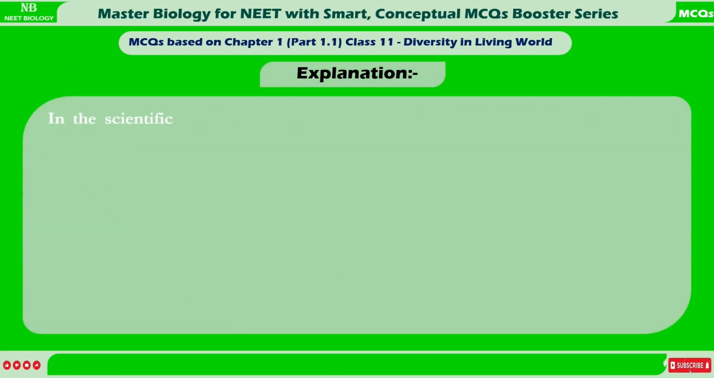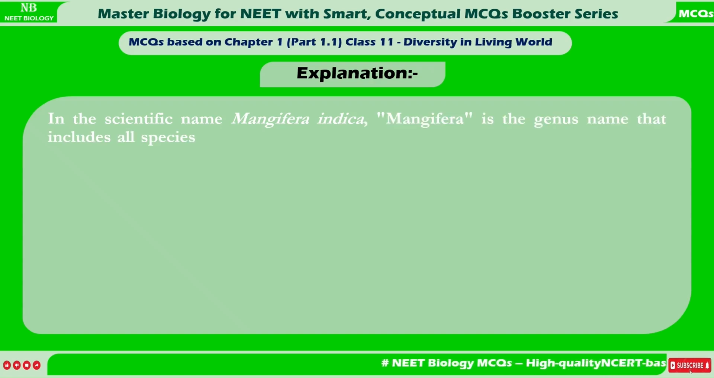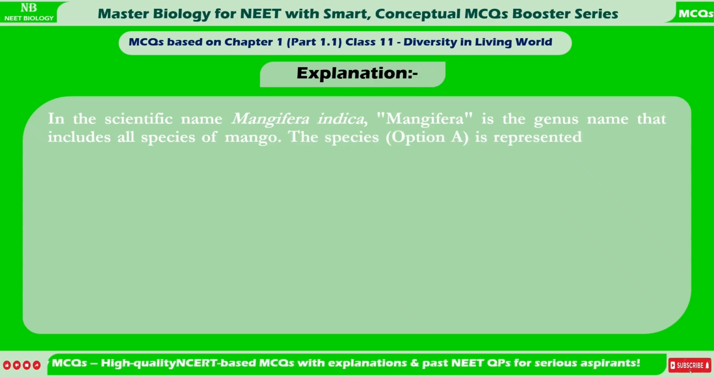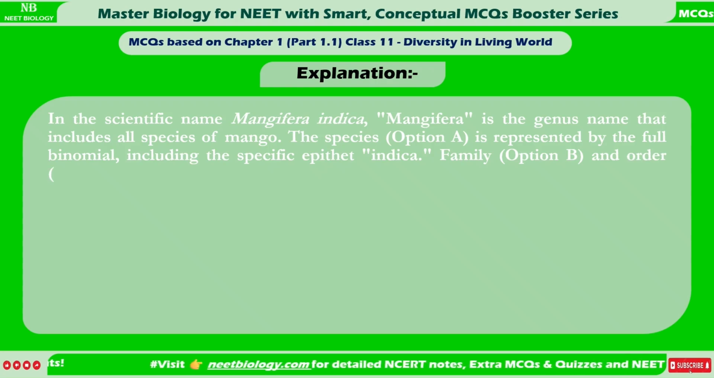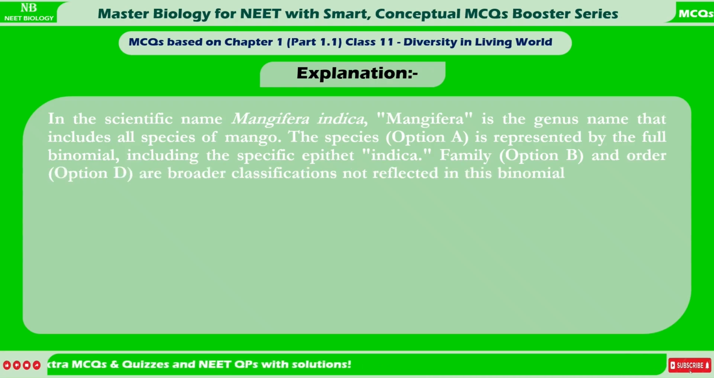Explanation. In the scientific name Mangifera indica, Mangifera is the genus name that includes all species of mango. The species, option A, is represented by the full binomial, including the specific epithet, indica. Family, option B, and order, option D, are broader classifications not reflected in this binomial name. Thus, Mangifera correctly identifies the genus.